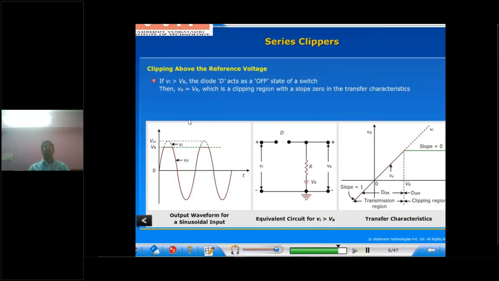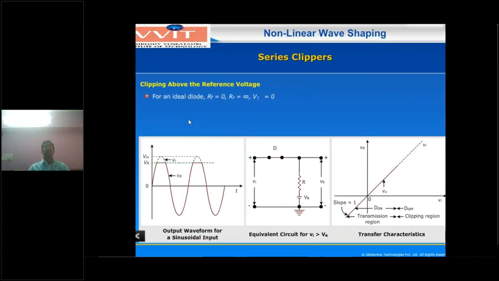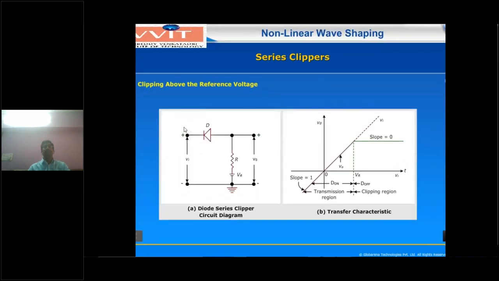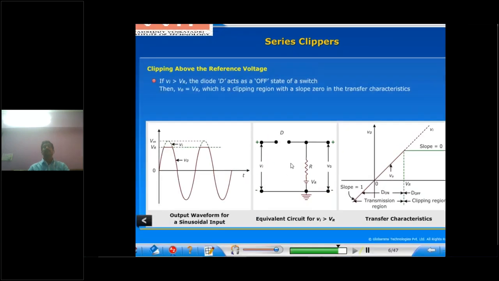In the Vi greater than VR condition, you have to see what the diode status is. Vi is greater than the reference voltage. That means the diode cathode terminal is at a more positive voltage compared to the anode, so the diode will be in the off condition. For example, here will be 5 volts, here will be 3 volts. The diode will be off. Once the diode is off, what is the equivalent circuit? This is the equivalent circuit.